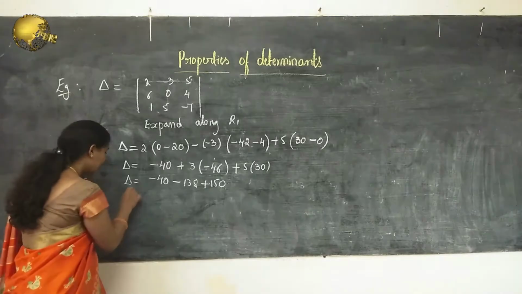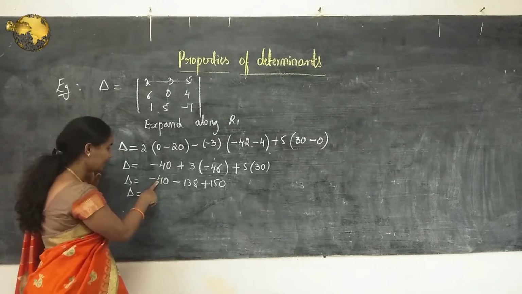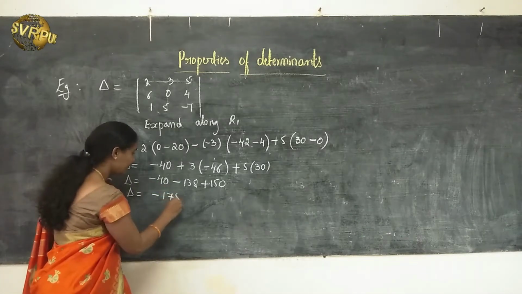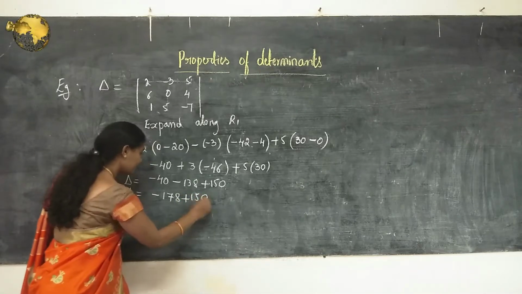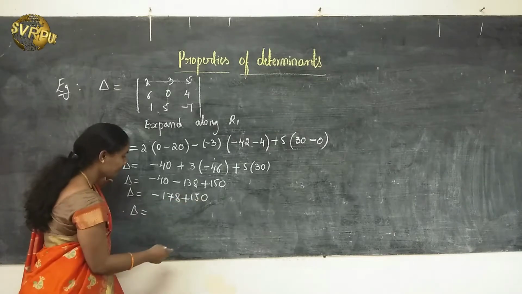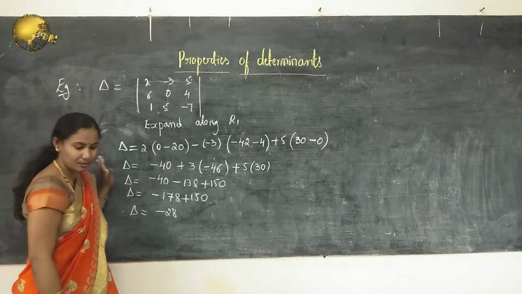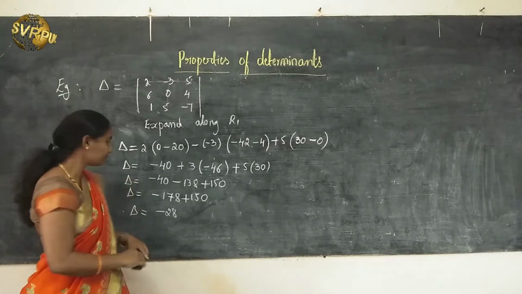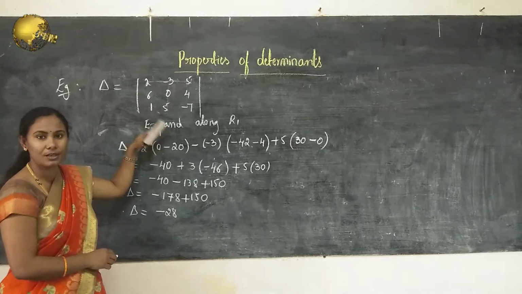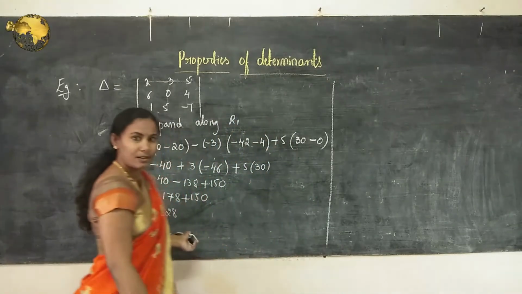Okay, so delta is equal to minus 138 minus 40 plus 150. So delta is equal to here minus 178 plus 150, that is minus 28. Yes. Okay. Now we change these rows into columns and columns into rows. Let me see, we will get the same answer or not.